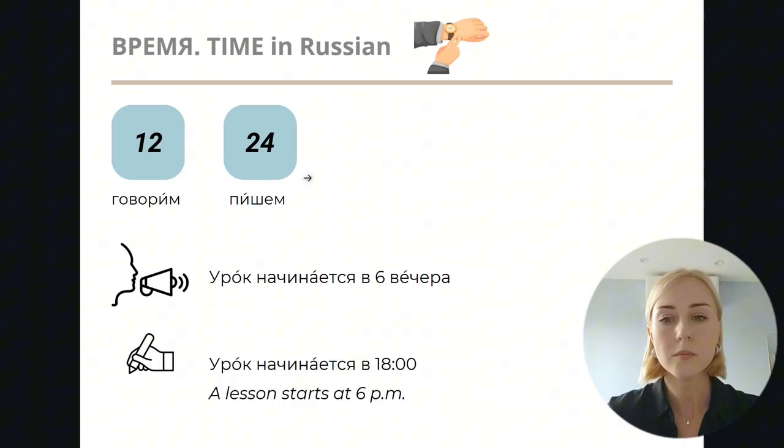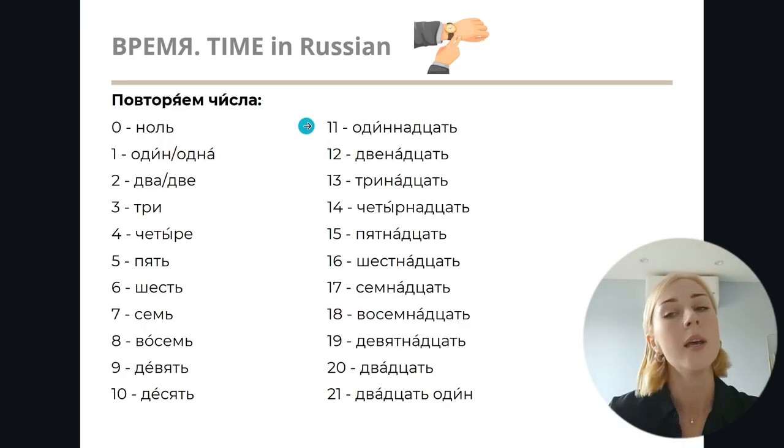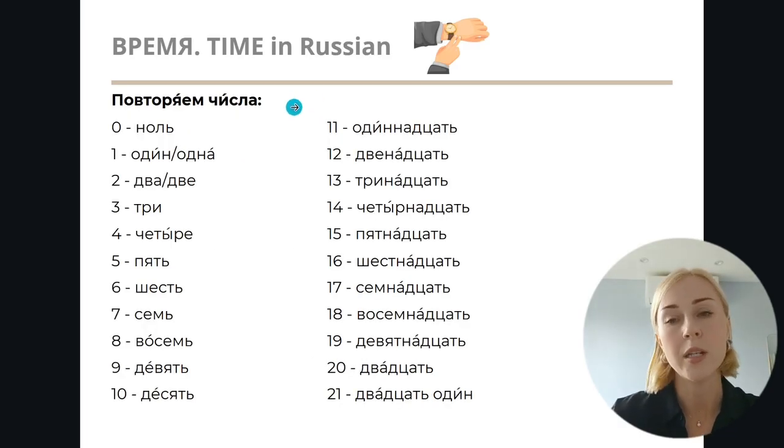Okay? Хорошо, поехали дальше. Let's repeat numbers that we need to tell the time in Russian. Итак, 0, 1, одна. Here you can see that we have two forms, один and одна. This form we will need when we talk about hours, how many hours, один. And this form we need when we talk about minutes.